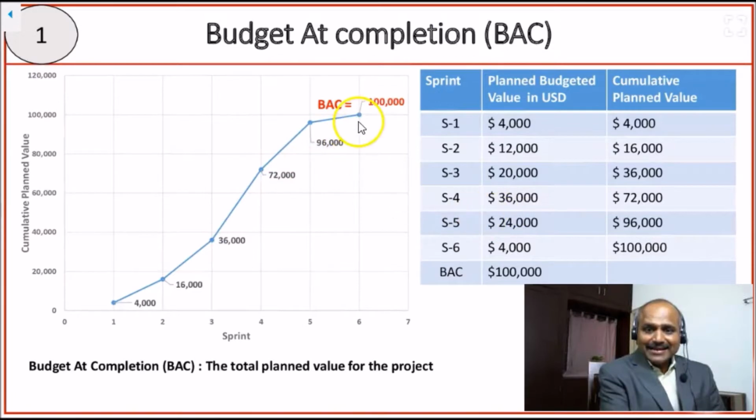And at the end, that means in the 6th sprint, the total cumulative planned value, which we call by a new term, budgeted at completion. Budgeted at completion means the total planned value for the project is $100,000 US. So that's the project. Here we have plotted sprints on the x-axis and cumulative planned value on the y-axis.